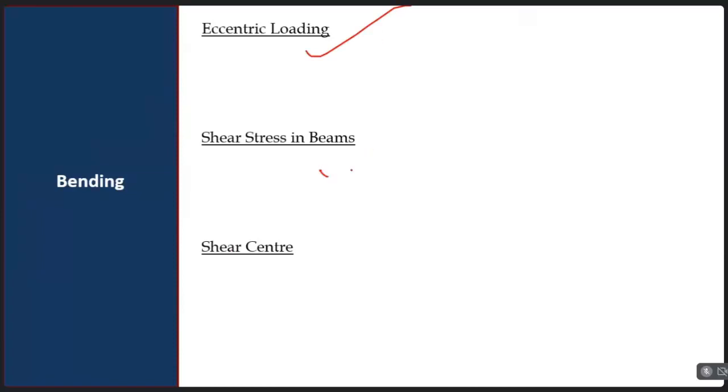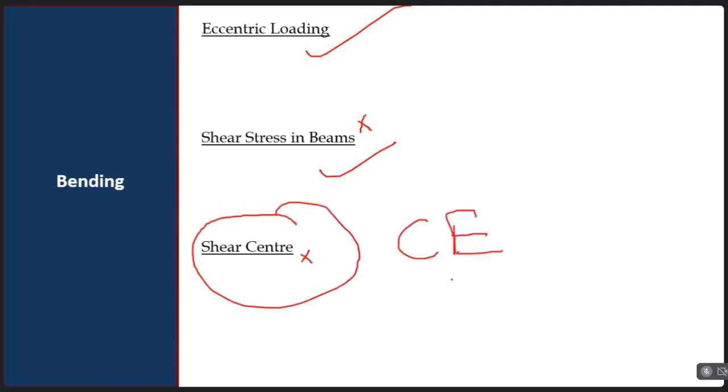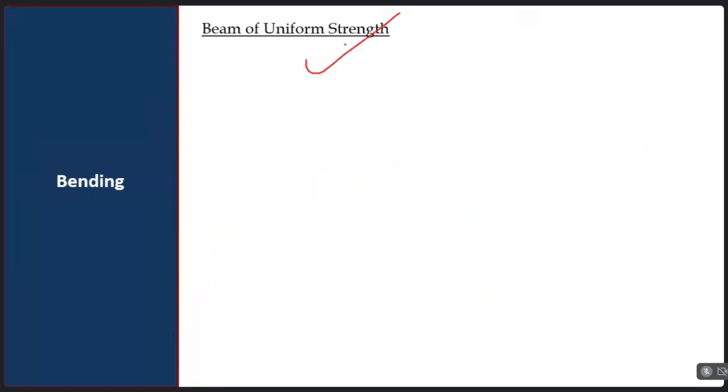Then shear stresses in beams, not so important, but we have questions in the GATE examination. Shear center also not so important, but we have questions from this topic in civil engineering and not in mechanical engineering, only from civil engineering, but very few questions in the GATE examination. Now, beam of uniform strength.